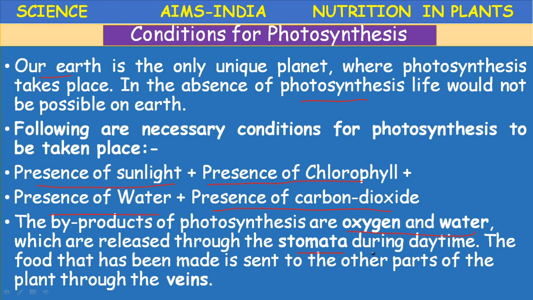On the surface of the leaf there are tiny holes, they are called stomata. During daytime this oxygen and water will be released through the stomata, because during daytime only the photosynthesis takes place, the products are formed. Okay. The food that has been made is sent to other parts of the plant through veins.